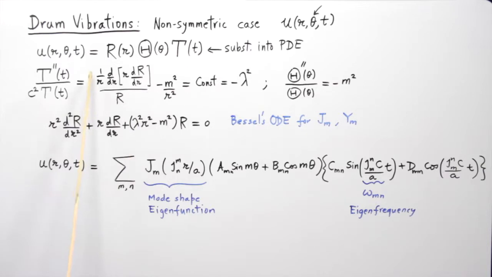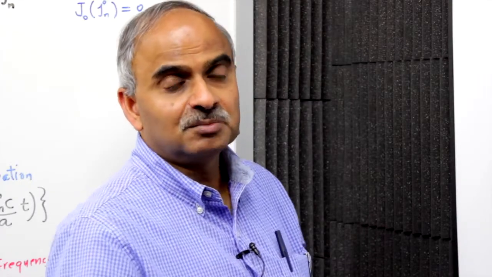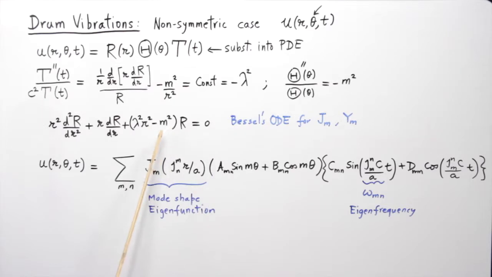When we look in particular at the radial structure here, the radial variation is governed by this equation, which is Bessel's ODE, but it's Bessel's ODE for the mth order Bessel function. And so its two linearly independent solutions are J sub m and Y sub m, and again Y sub m blows up, and so we keep only J sub m.